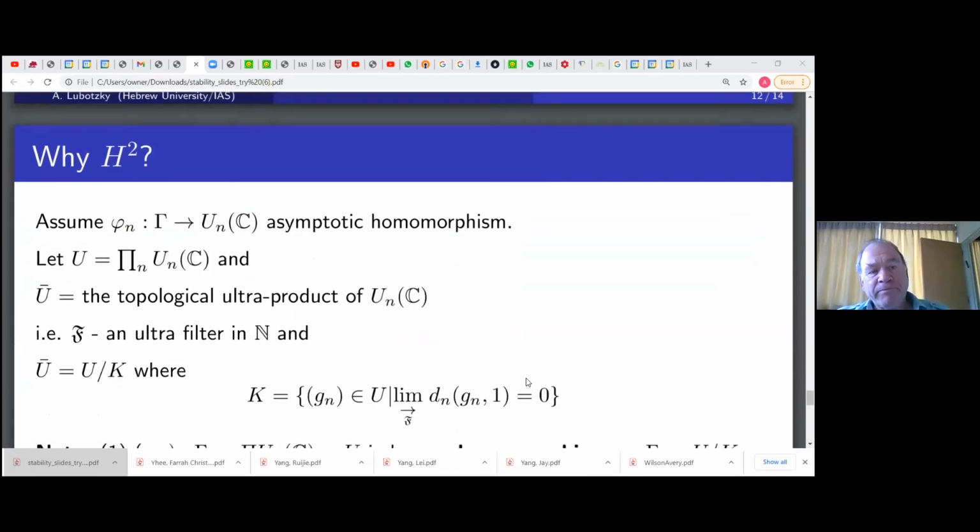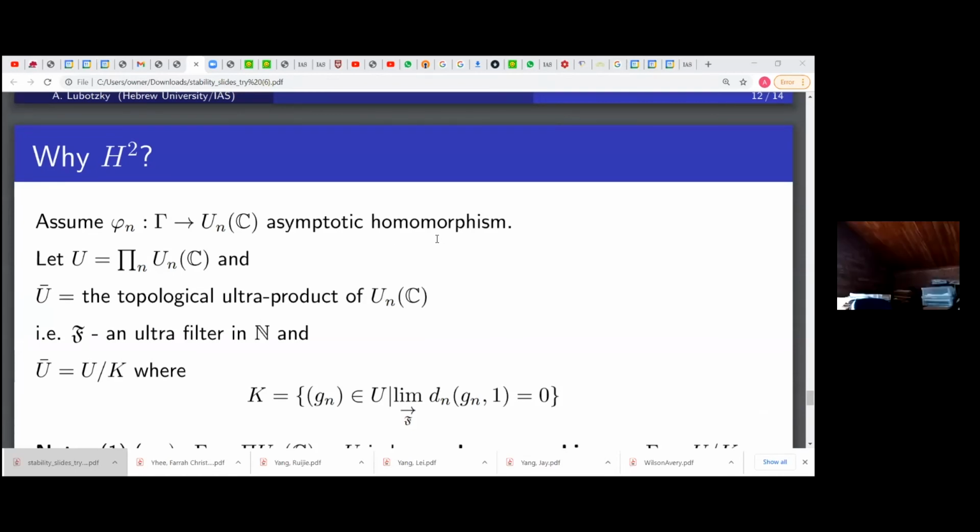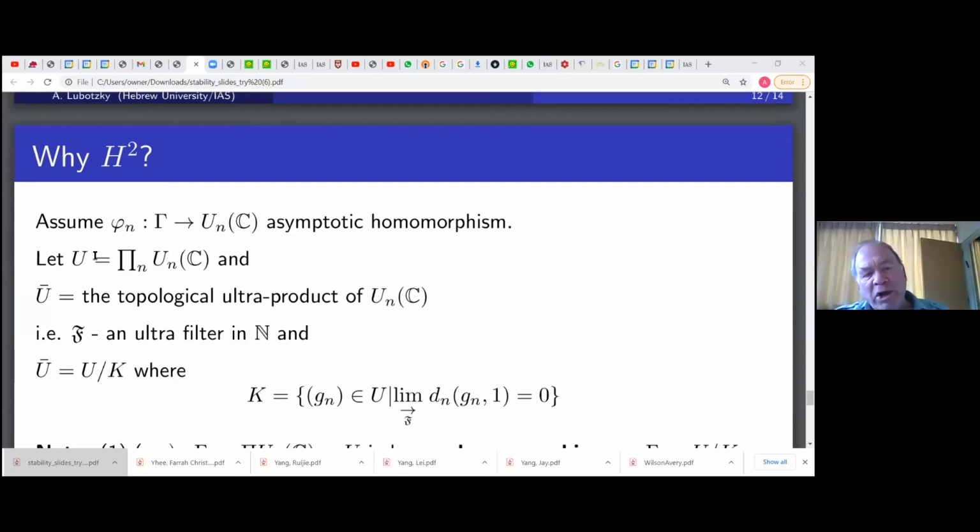Okay, so let phi n be a sequence of maps from gamma to U_n, asymptotic homomorphisms as before. Let U be the direct product over all n of all these groups U_n. And let U bar be the topological ultra product of the U_n.